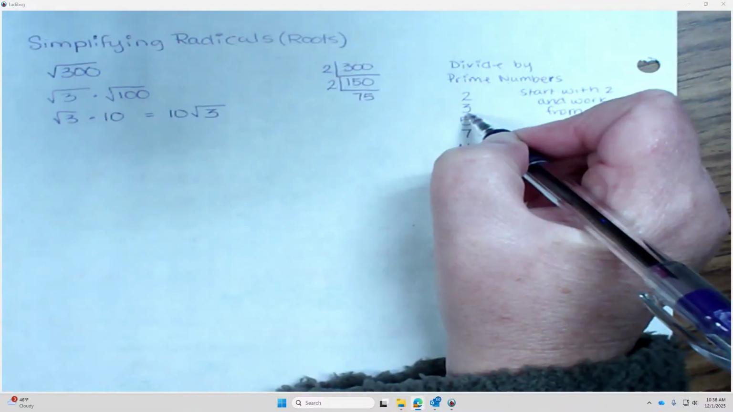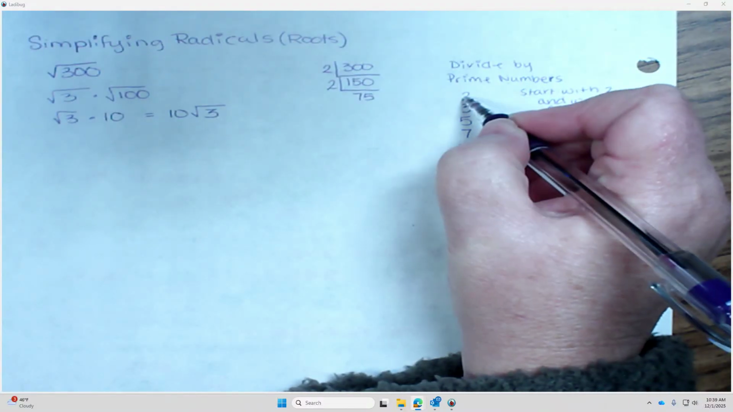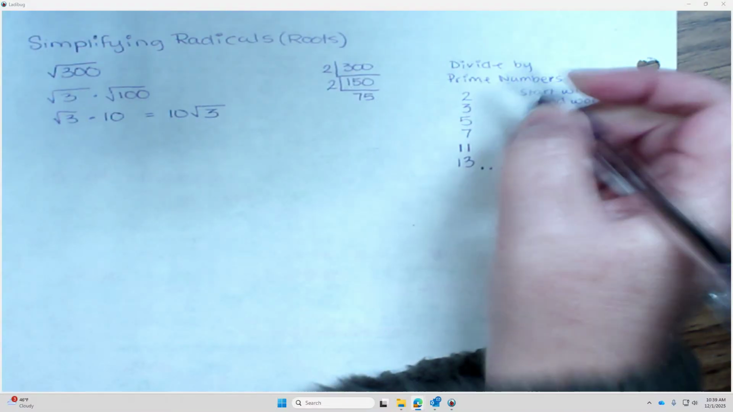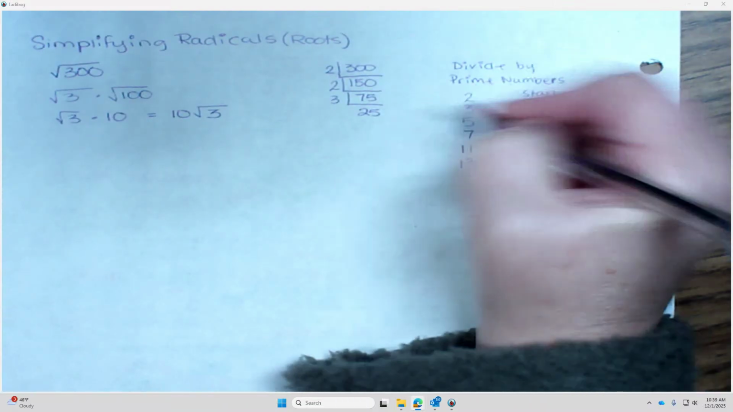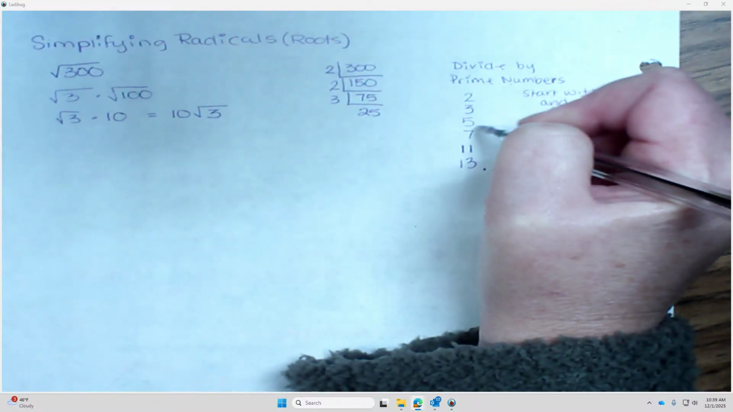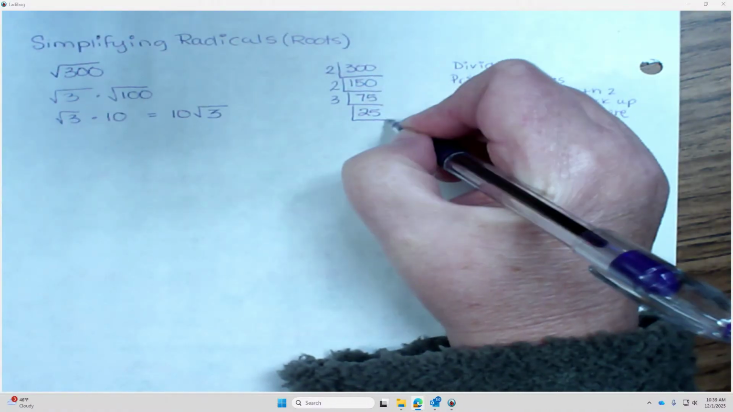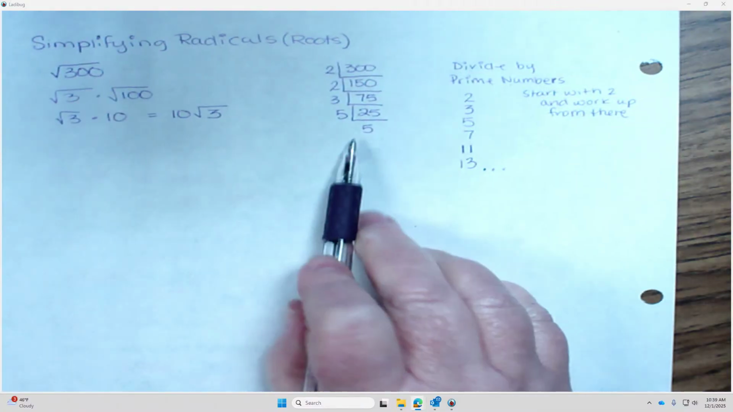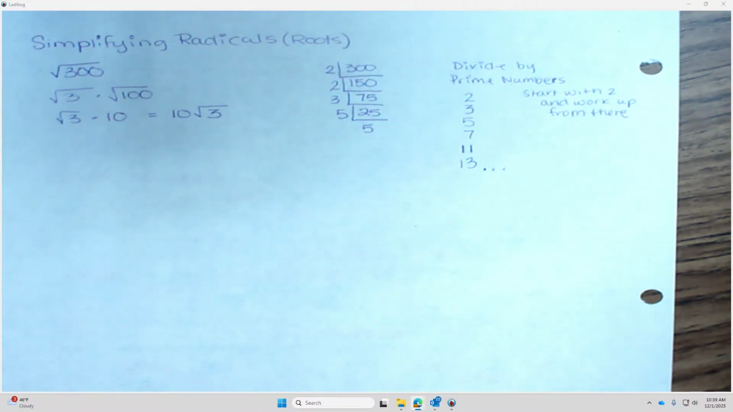Now I'm going to try 3. And I just keep moving through my prime numbers. As I run out of one that works, then I move to the next one. So since it's no longer divisible by 2, I'm going to check 3. 75 divided by 3 equals 25. 25 is not divisible by 3, so now I'm going to bump up to 5. And then I say 25 is divisible by 5. 25 divided by 5 equals 5. Once that bottom number is a prime number, which it is, I'm done with my upside down division.